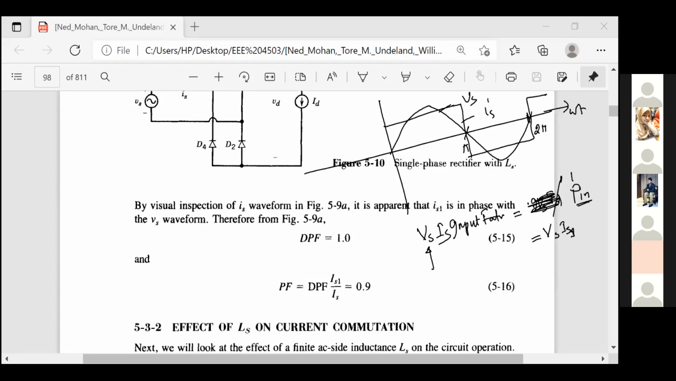This always confuses me. For the input side, it will be VS IS1 cos phi 1. The power factor will be your actual power, and S equals VS IS. And this is your VD equal to 0.9 VS and ID, right? Yes, 0.9 ID is equal to VS.